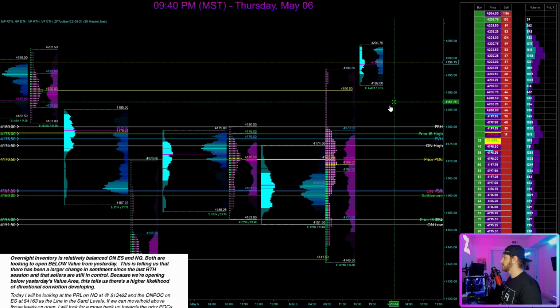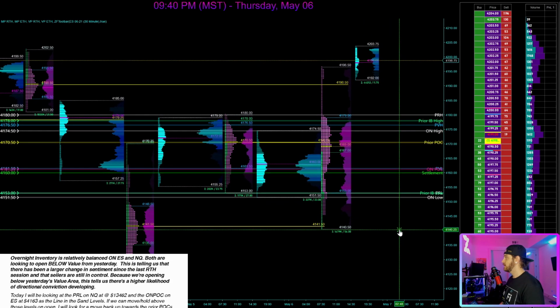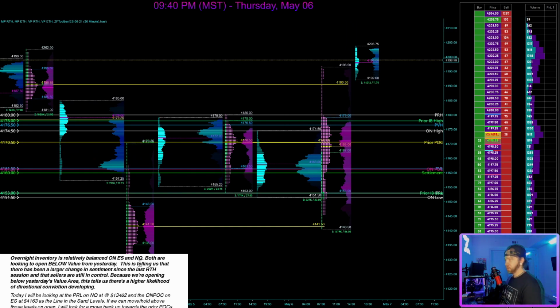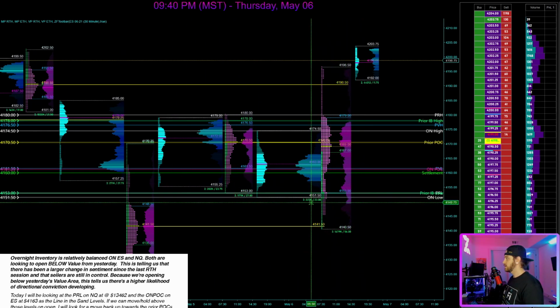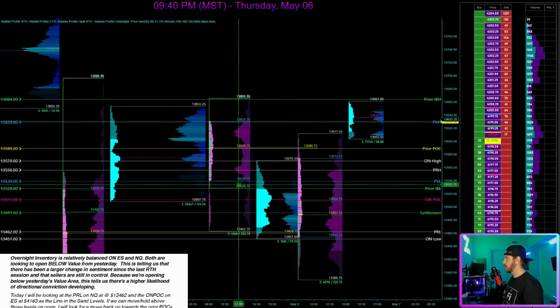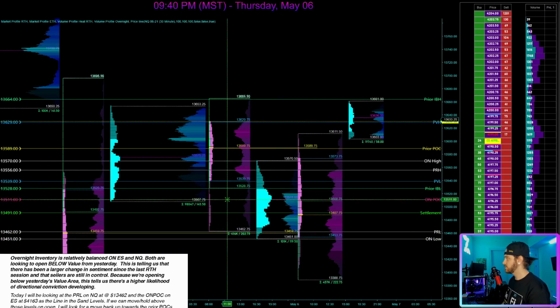So keep that in mind, and that will help you tremendously throughout your trading and throughout your journey through auction theory as well, or learning auction theory. Just to reiterate here, I mentioned that both are looking to open below value from yesterday. So we are looking to open below 4161 on ES and below 13,539 on NQ, which we did indeed.